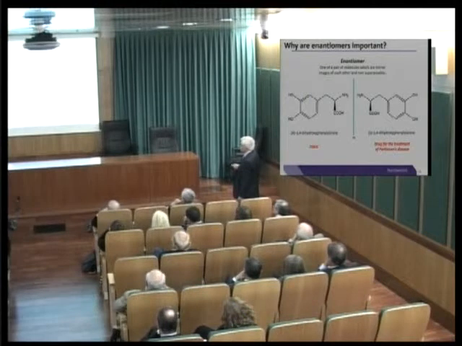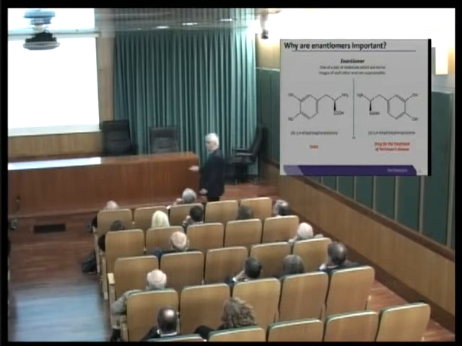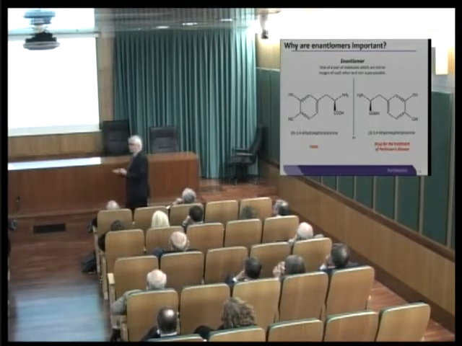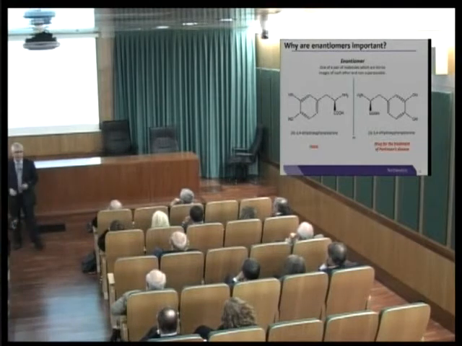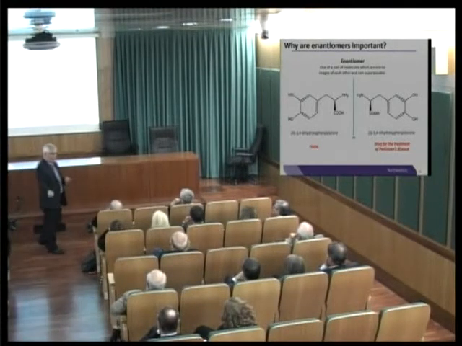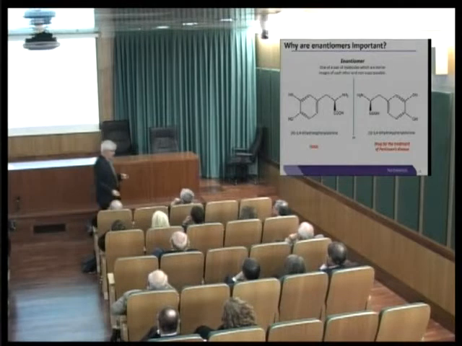Another example is dihydroxyphenylalanine, the two isomers. This one is toxic. This one is a drug for the treatment of Parkinson's disease. So there's this huge interest in enantiomers and racemates and having one over the other and being able to separate them, etc.